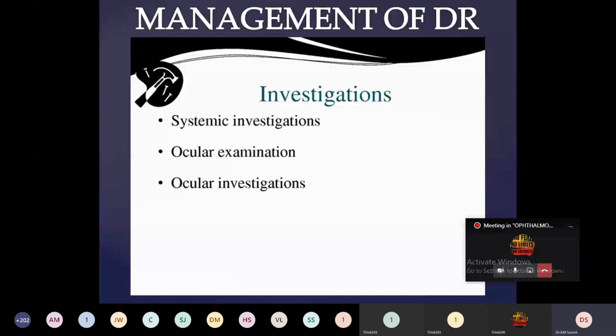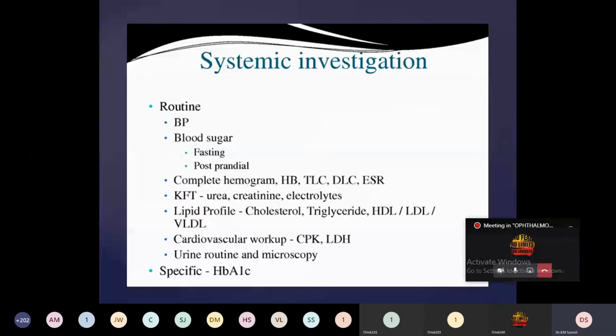So how are you going to manage diabetic retinopathy? Systemic investigations, you know better than me. So I'll concentrate on ocular examination and ocular investigations. For systemic investigation, you have to check all these parameters which you know very well: blood sugar, fasting, postprandial, complete hemogram, urea, creatinine, electrolytes, lipid profile, cardiovascular workup. All these things you know definitely better. You have studied all these things.